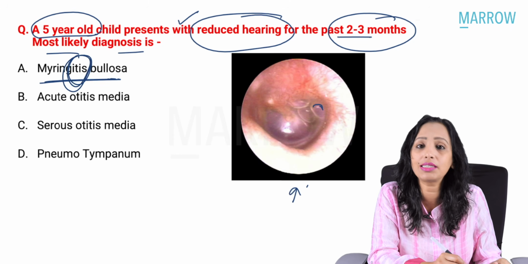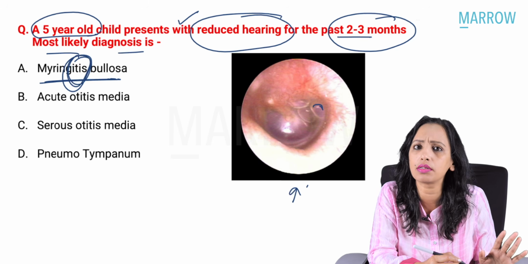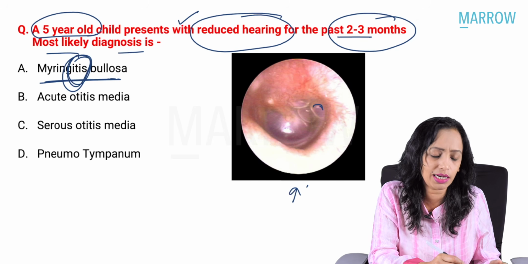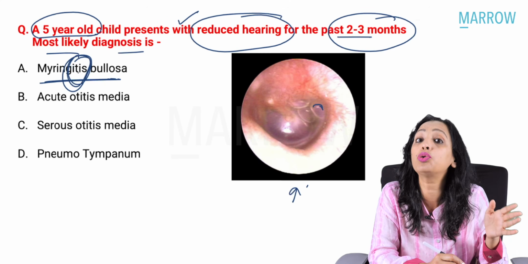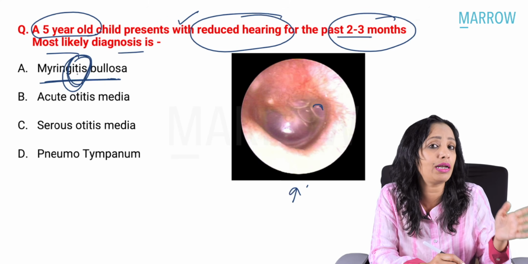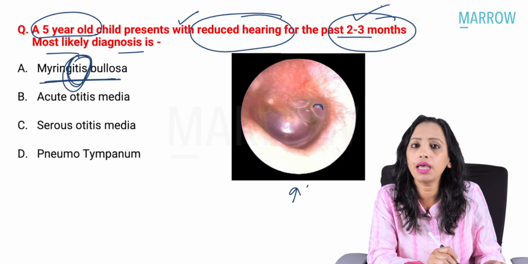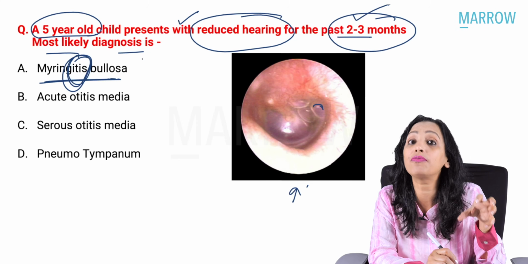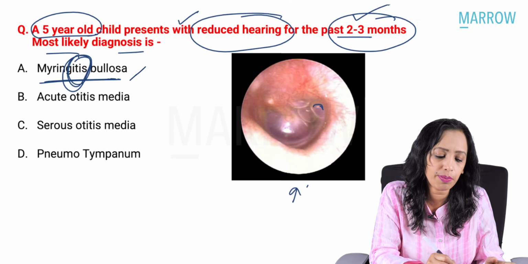Myringitis, the name itself tells you, if by chance you have forgotten what it is. It is an acute infection, an inflammation of the tympanic membrane. Acute infection, so it cannot last 2 to 3 months. And being an infection, it has to be painful, not only hearing loss. So it cannot be myringitis bullosa.